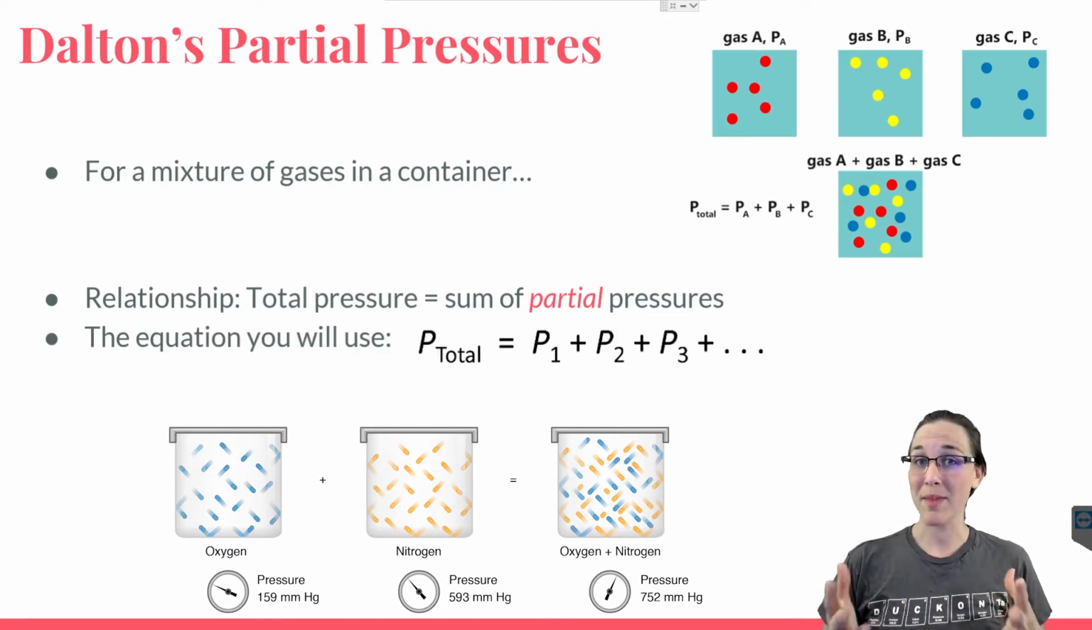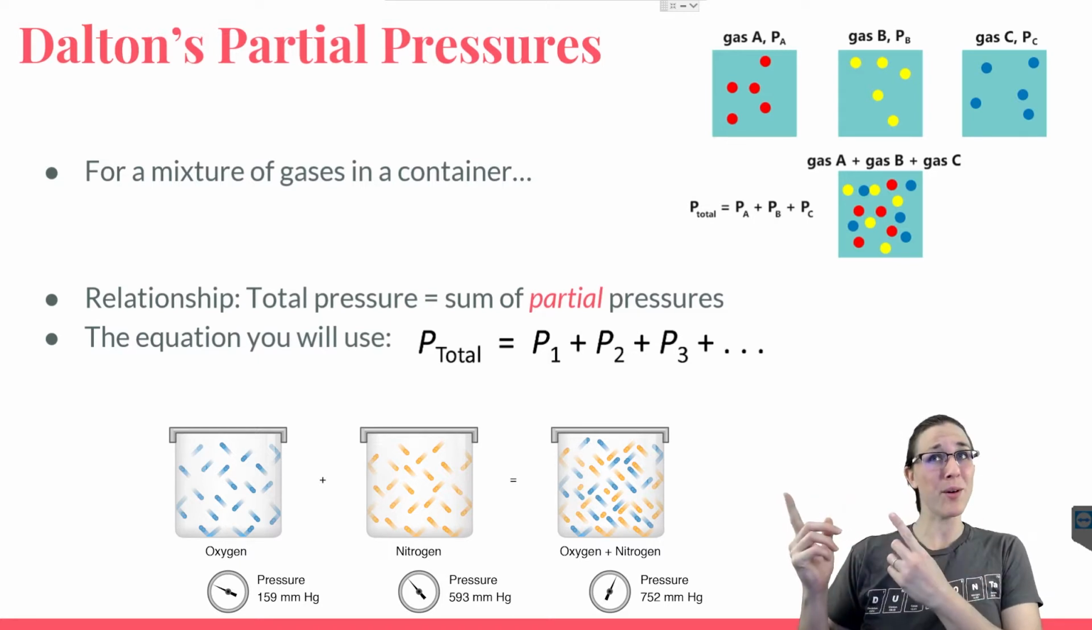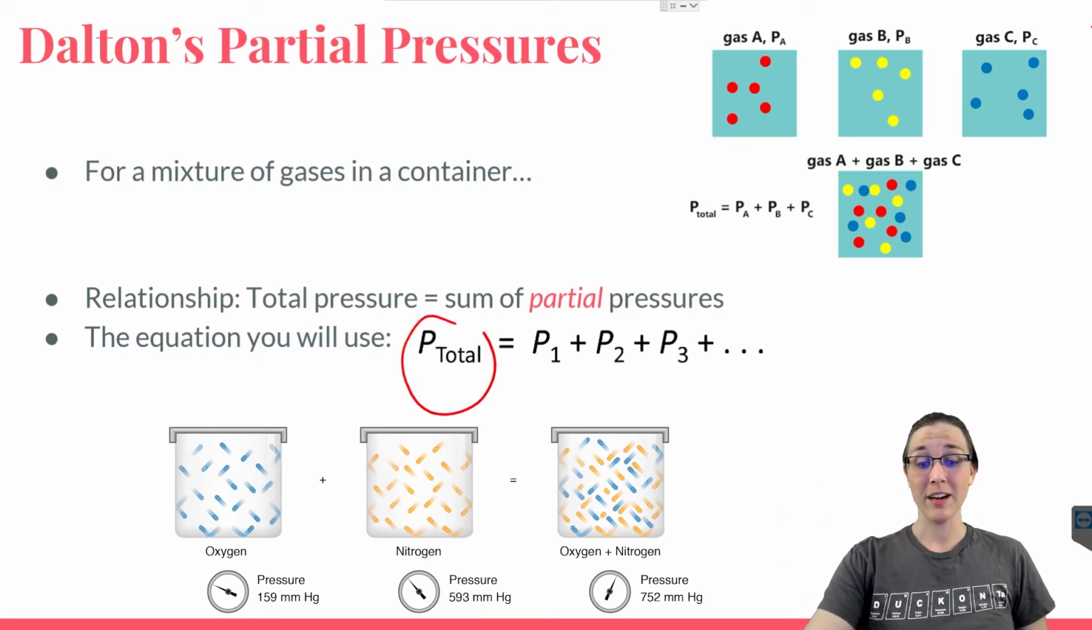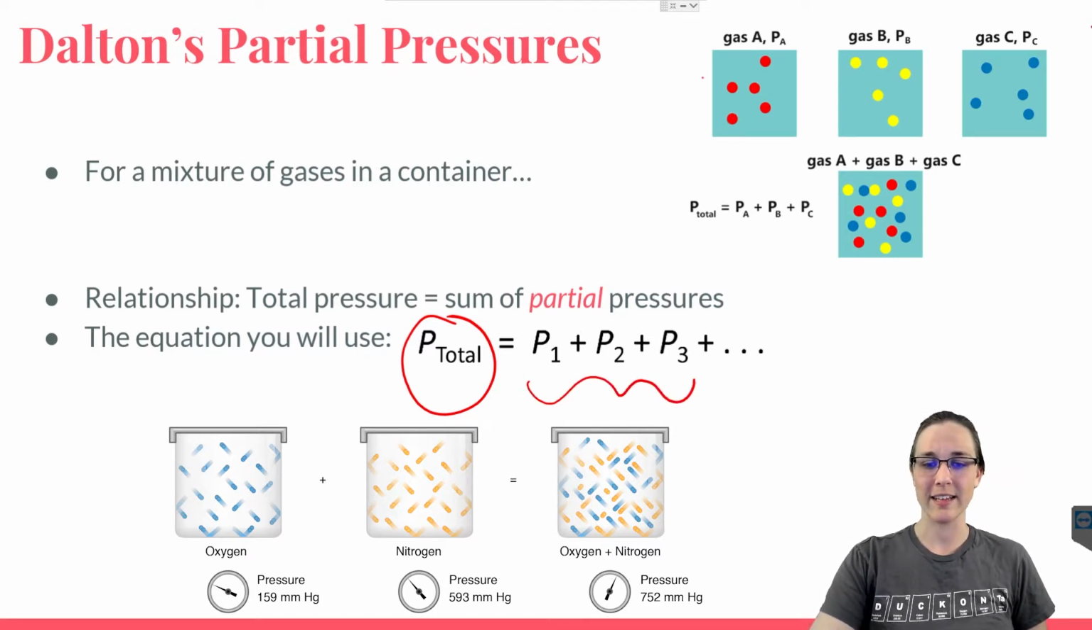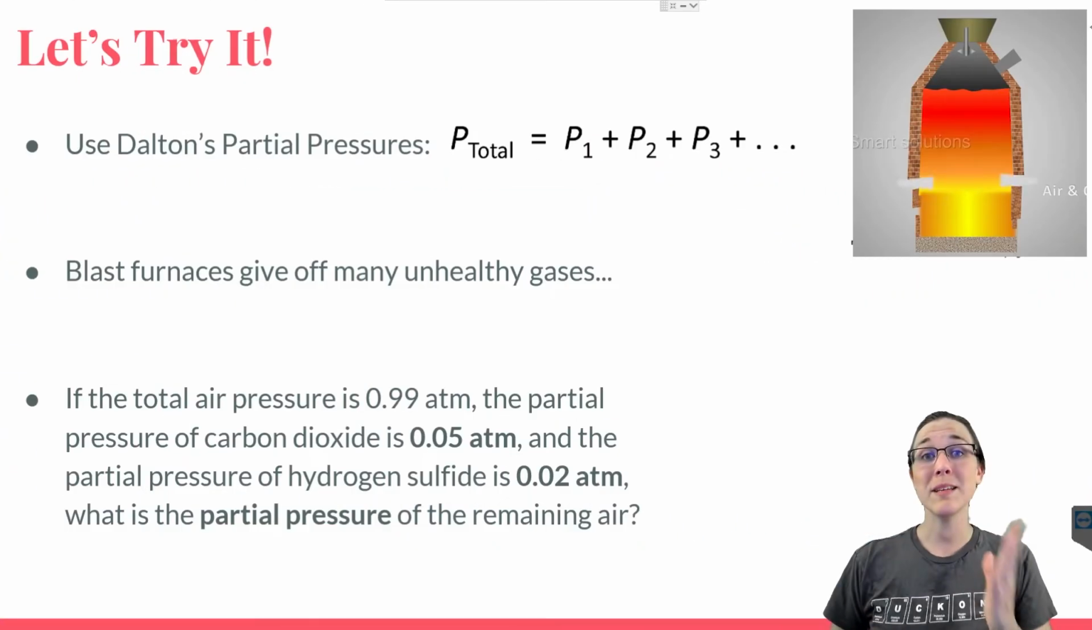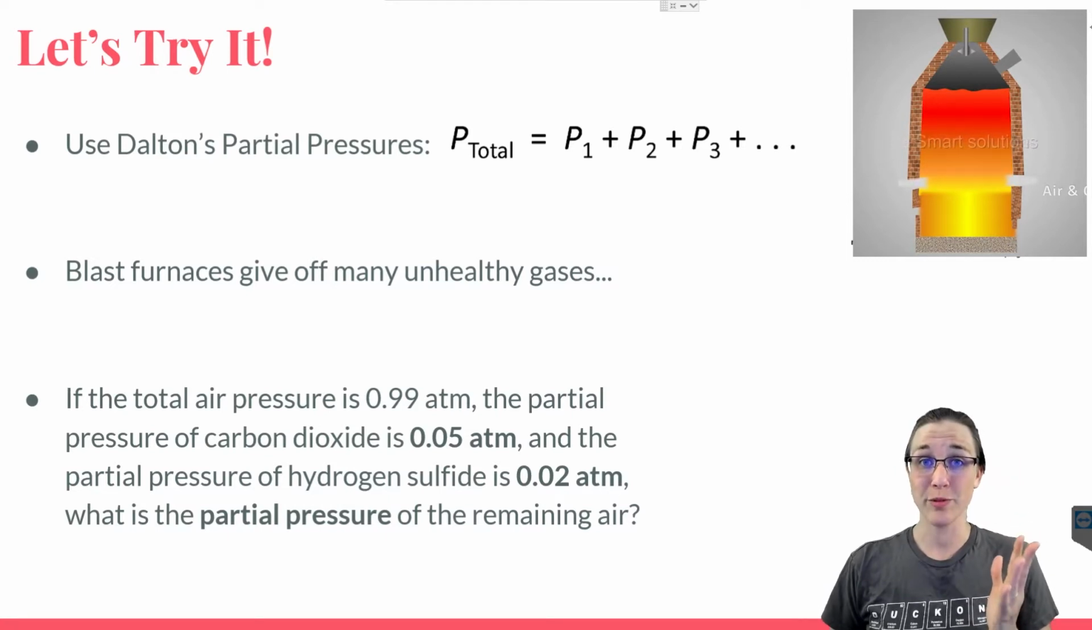We'll represent this mathematically by saying the P total, that's just the pressure total here, is equal to the sum of the various partial pressures of each gas present. So say gas A, gas B, gas C, for example. In the simplest of contexts here, we're literally just going to add the partial pressures together.